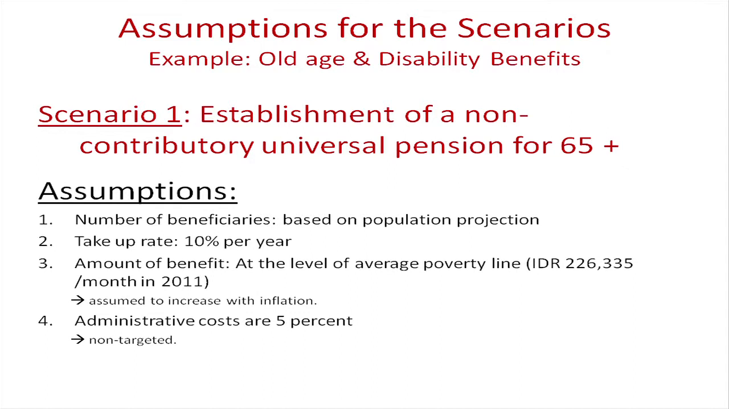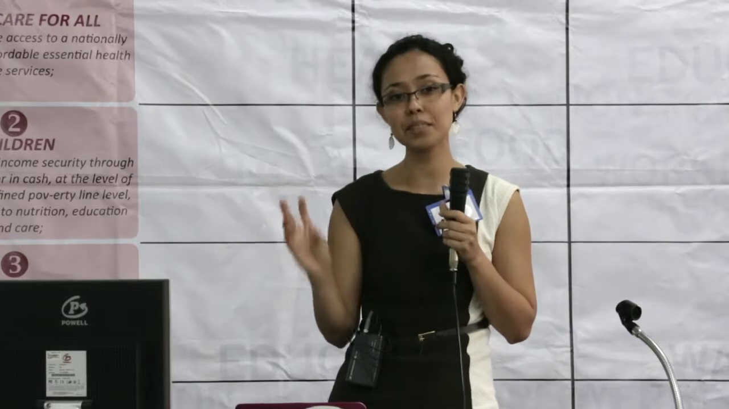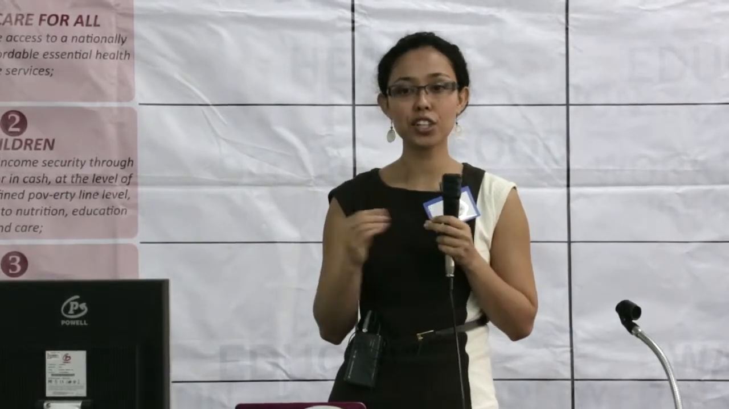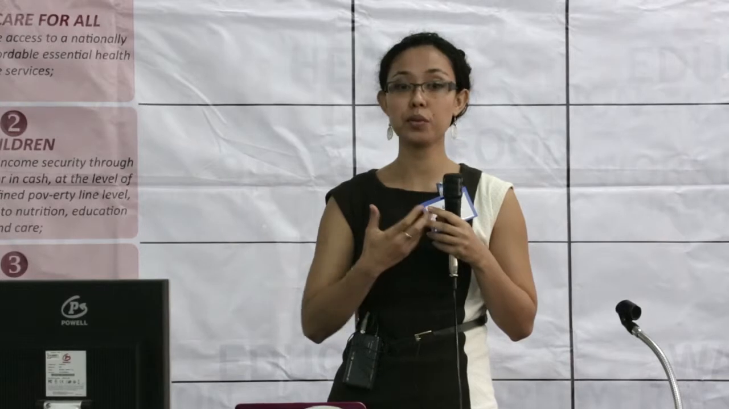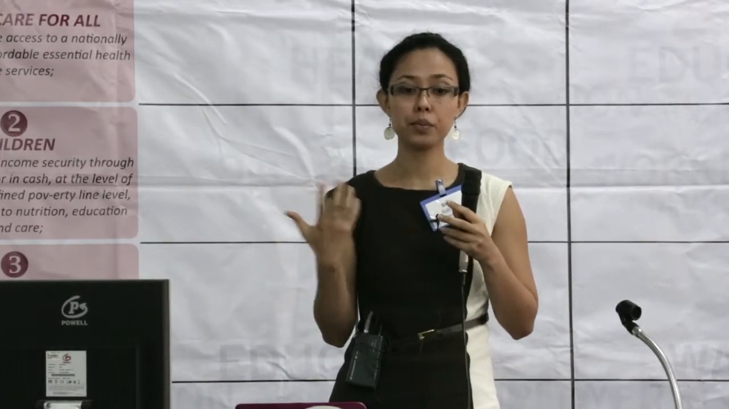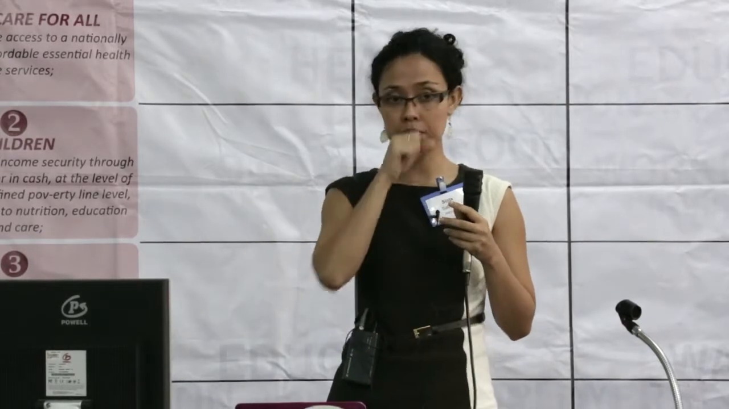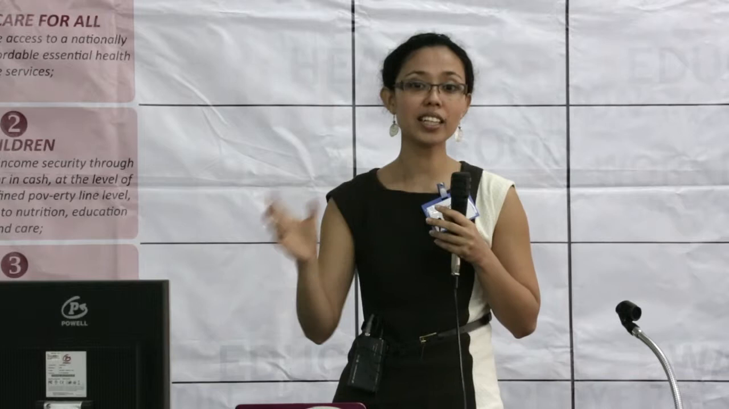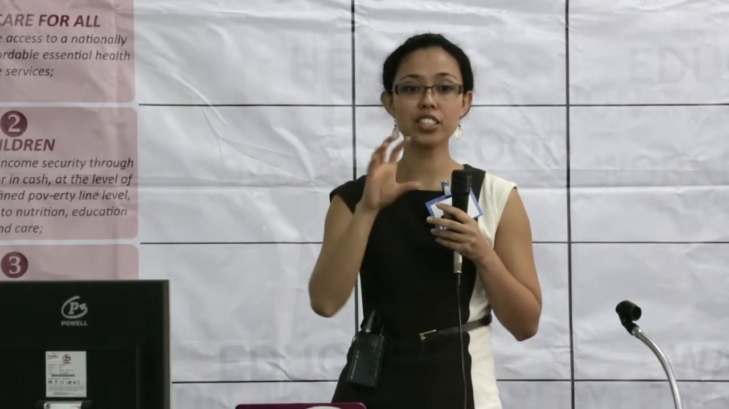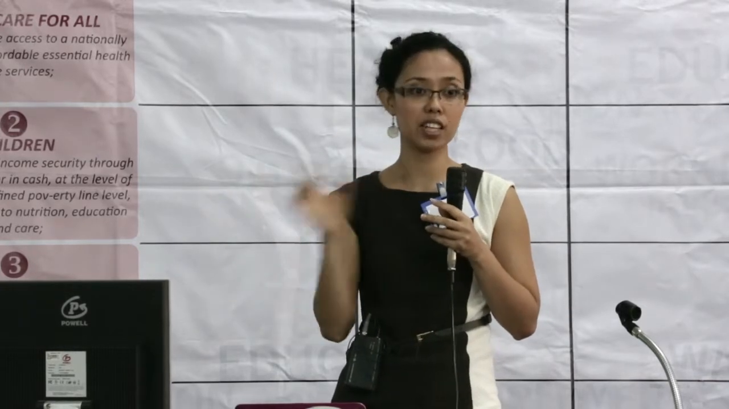Let me take you through one more example, also from old age and disability benefit. And this is the establishment of a non-contributory universal pension for 65 years and older. The assumptions here, I would say, are simpler than the previous one because, of course, the database is more reliable. We have a very good population data based on census, and we have also population projection that the Bureau of Statistics and the National Planning Agency has. So because our target group is the whole population of a certain age group, then it's quite easy. If you have data of the population per age and you have the projection over a few years, then you already have your target group quite easily.